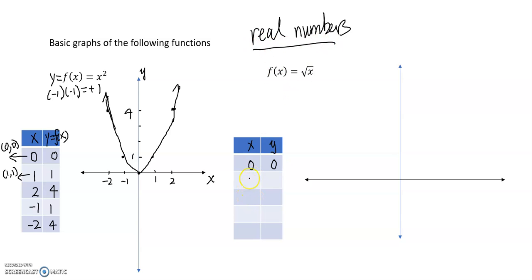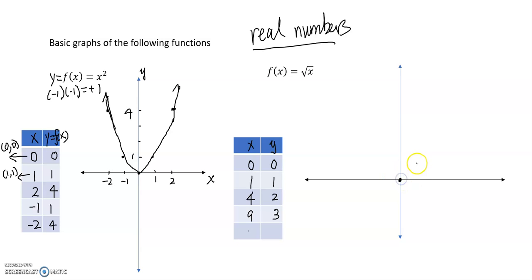All right, so we pick positive values for x. 1, square root of 1 will be 1. If I pick 2, I will get square root of 2, which is not really a very easy number to plot. So I'm going to pick a perfect square, say 4, to get square root of 4, which equals 2. Similarly, I can pick 9. Square root of 9 will be 3, and 16 will be 4. I think with these points, that should be enough.